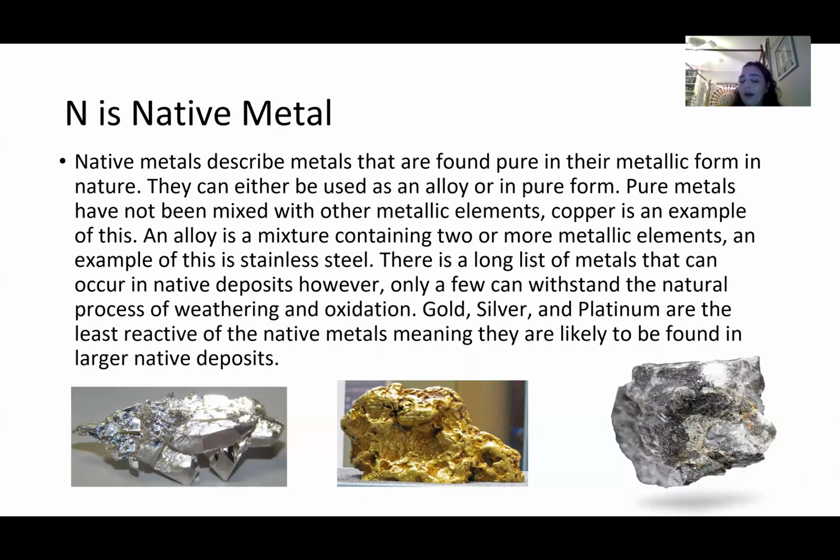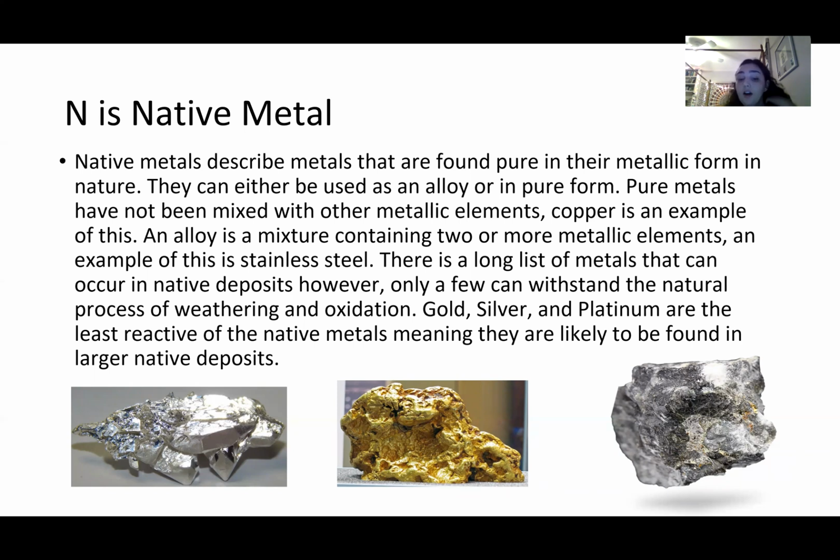N is for native metal. Native metals describe metals that are found pure in the metallic form in nature. They can either be used as an alloy or in their pure form. Pure metals have not been mixed with other metallic elements. Copper is an example of this. An alloy is a mixture containing 2 or more metallic elements. An example of this is stainless steel.